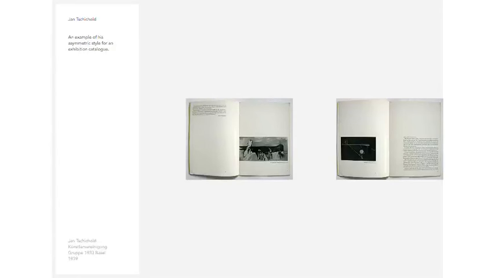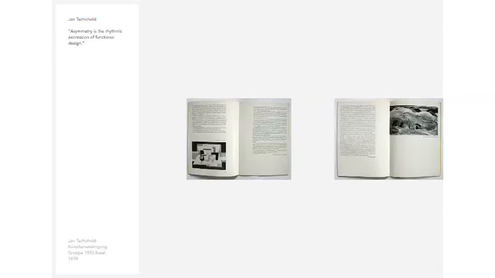And here are some of his layouts. This is for an exhibition catalog. You can see there's a very wide margin on the center and a narrow margin on the outside, which is not the traditional text block layout. Here's another asymmetric page layout where the text blocks are both pushed to the right.